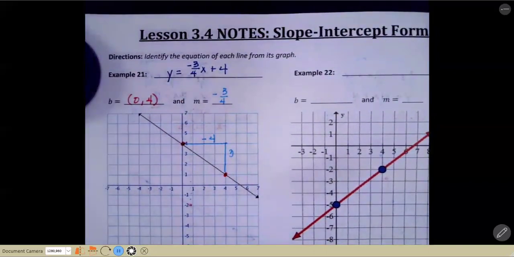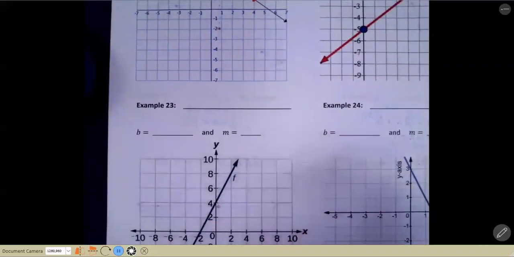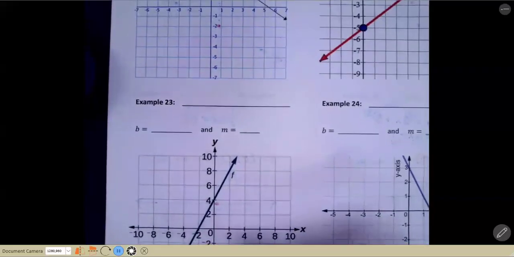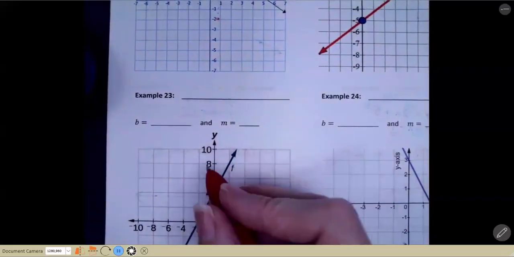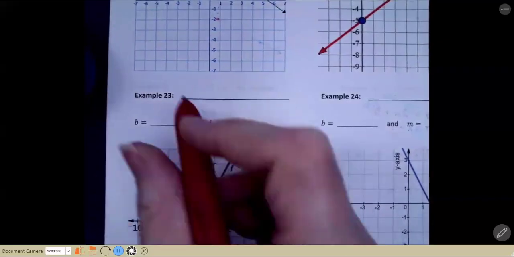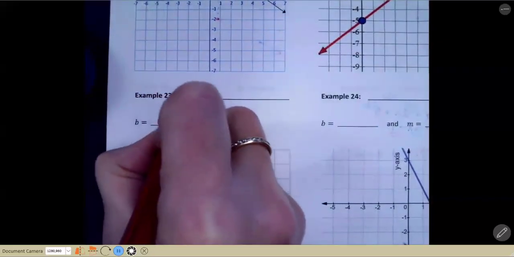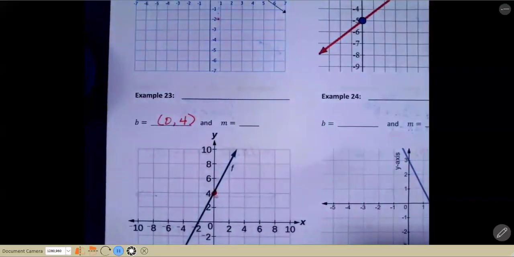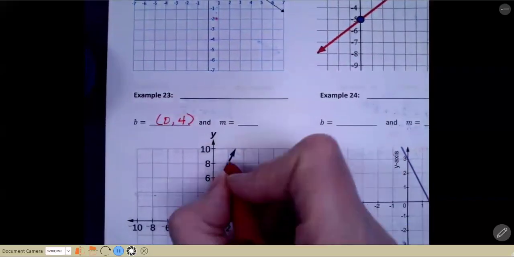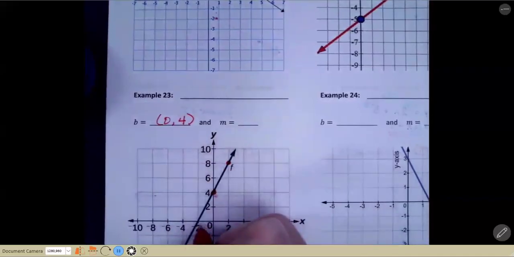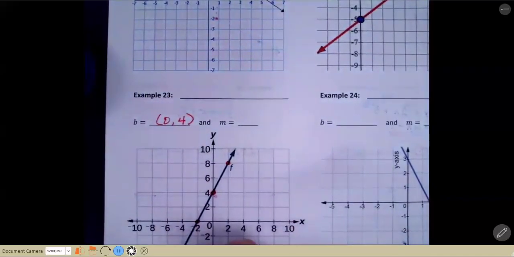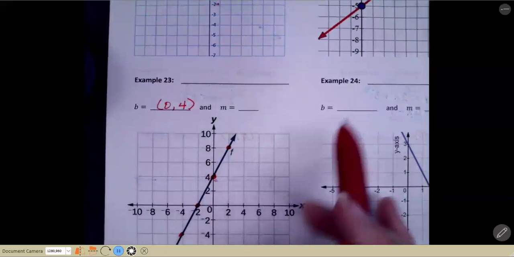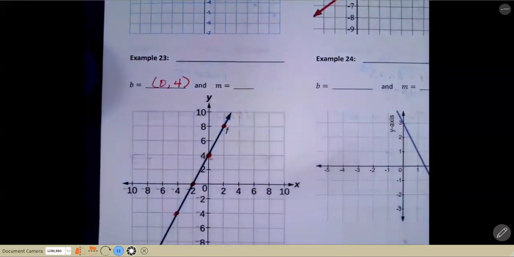I'm going to do example 23 with you, and then I want you to do 22 and 24 on your own. So again, this crosses the y-axis at 4, so my y-intercept is 4. And then I find where it crosses another intersection. It crosses here, here, and here. I could use any 2 points to find my slope.